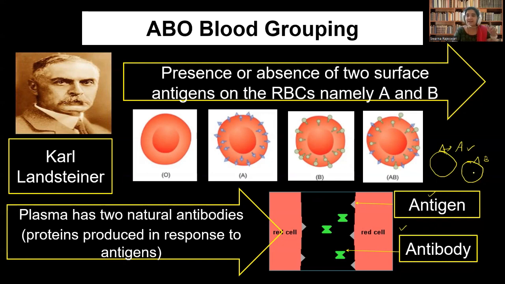And a B group person has B antigen, but his body doesn't contain B antibody. Why? Because his body thinks B antigen is his own, so his body will not produce B antibody. So here we came across antigen and antibody. In blood grouping, an antigen is a surface marker present on the surface of the RBC, and antibodies are plasma proteins produced in response to that antigen.